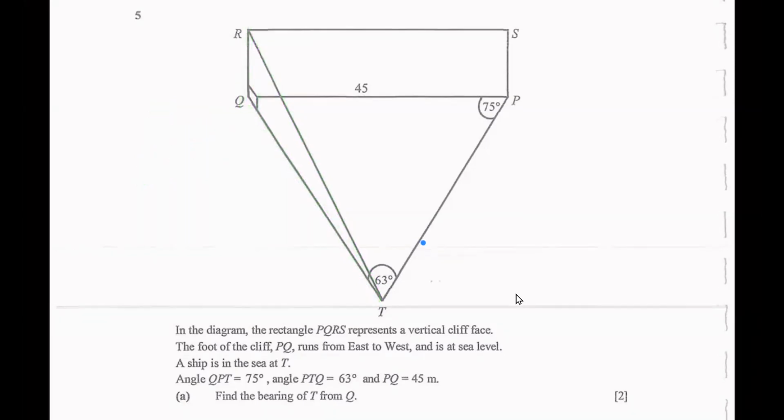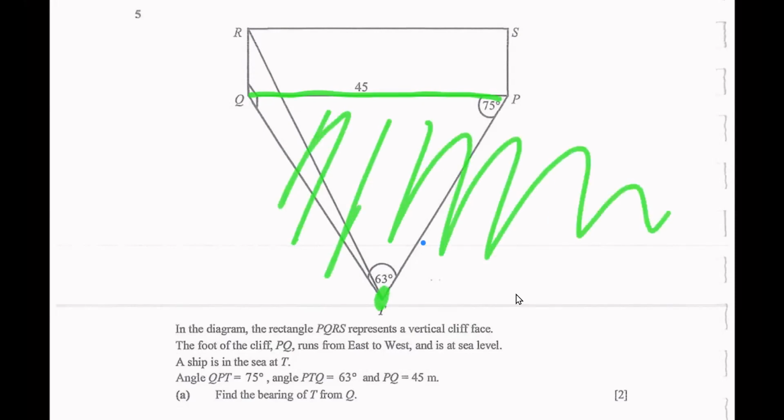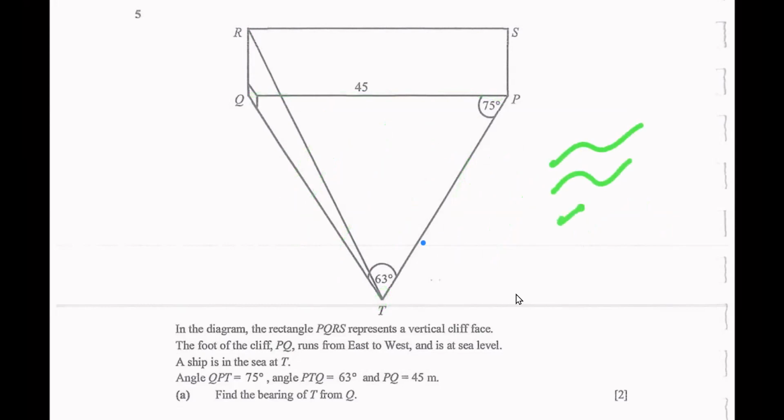So the rectangle PQRS represents a vertical cliff face. The foot of the cliff PQ over here runs from east to west and is at sea level. A ship is in the sea at point T. This is the sea. Angle QPT is 75 degrees, angle PTQ is 63 degrees, and PQ is 45 meters. So the units are in meters. Find the bearing of T from Q.